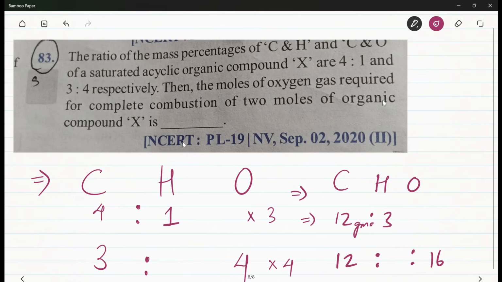Approximately how many carbon will be there? The empirical formula I can get: CH3O is the empirical formula. Is it right? Right or wrong? Tell me. Otherwise you'll think of another approach, or you will think of mass percent. Tell me, is the empirical formula right?